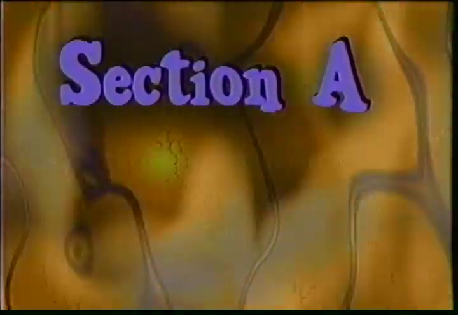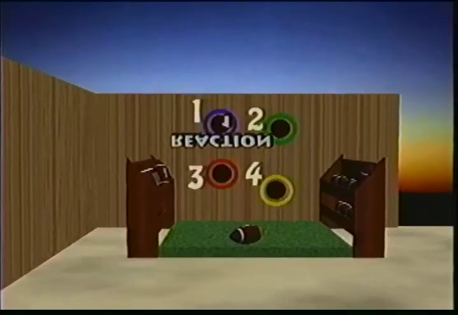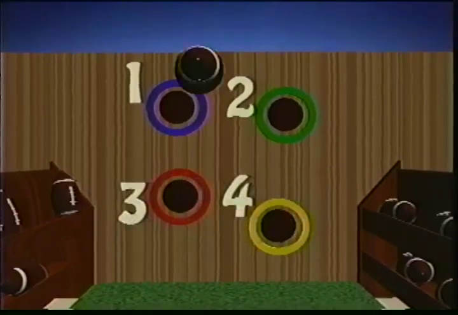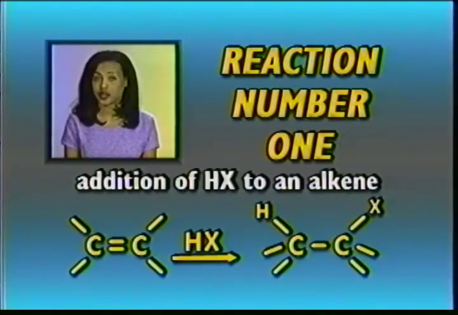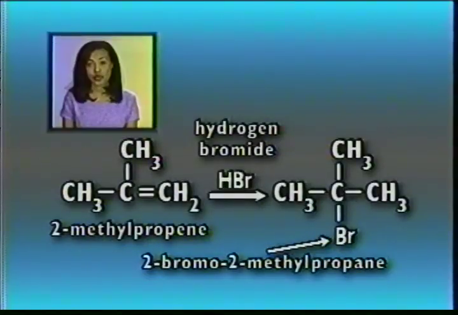Section A, the first 4 electrophilic addition reactions. Reaction number 1. Addition of HX to an alkene. Reaction number 1 is the addition of HX to an alkene. We beat this reaction to death in tape 2, so we'll just quickly review it here. This is the reaction between HBr and 2-methylpropene to form 2-bromo 2-methylpropane.